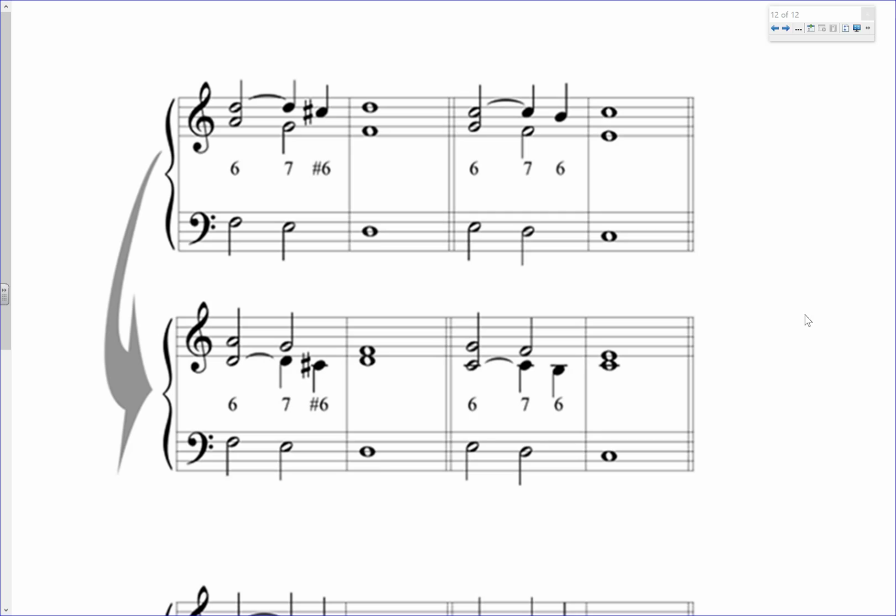Okay, so we should realize that we're in D minor, opening up with a 1-6 chord. Let's listen to it again. Here's the next two measures. C major. Again.